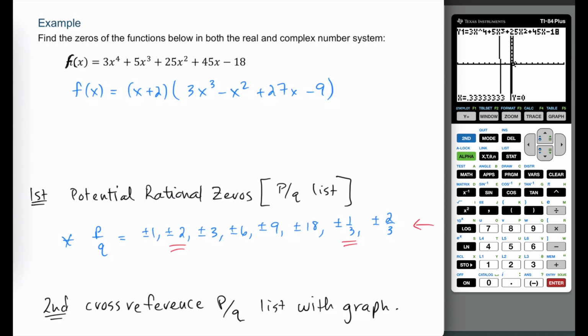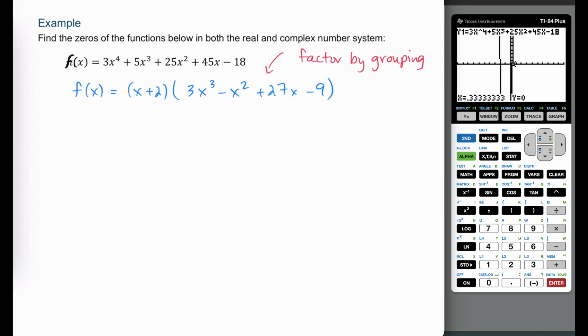Now we have two possibilities from here. One thing that we could do is notice that this actually does factor by grouping now. So we don't really need the graph or the P over Q list to help us factor from this point. The other possibility is to use the 0, x is equal to 1/3, and continue to factor using synthetic division. But this time, I'm going to factor this by grouping, which means we're done with that P over Q list.